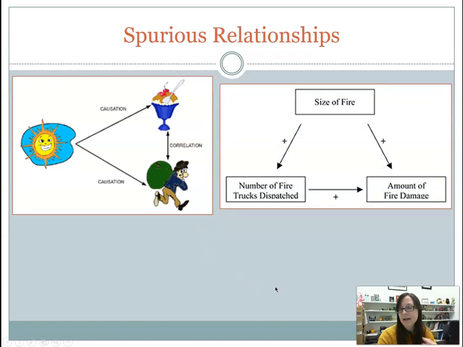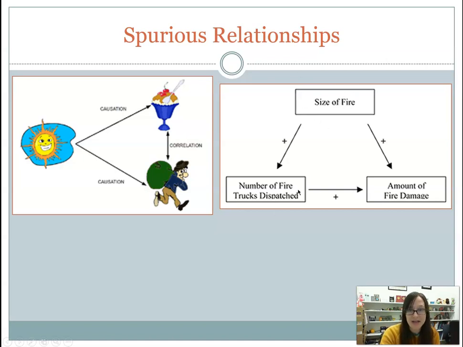Here's another one. If we look at the number of fire trucks that are dispatched to a fire and the amount of fire damage, there's going to be a positive relationship there, which means that the more fire trucks that we send to a scene, the more fire damage there is. But that doesn't mean, oh, let's just stop sending fire trucks and that'll stop the amount of damage, because it's not the fire trucks causing the amount of damage. It's because they're both being affected by the size of the fire.